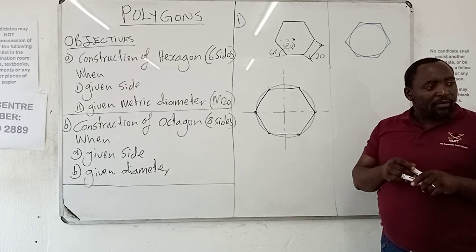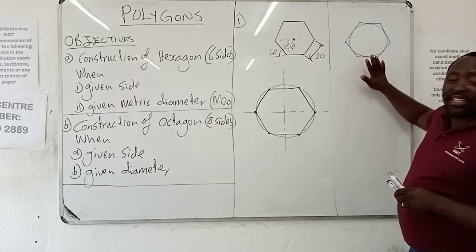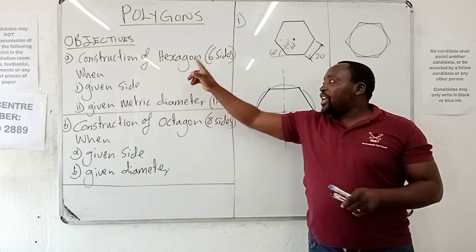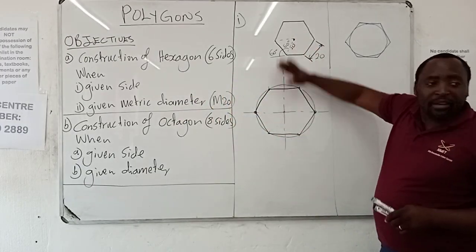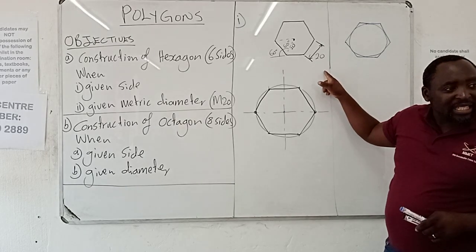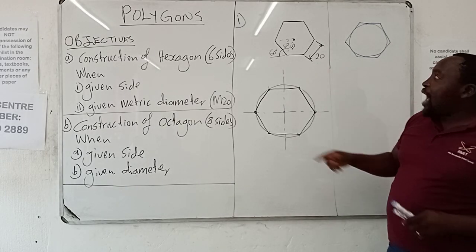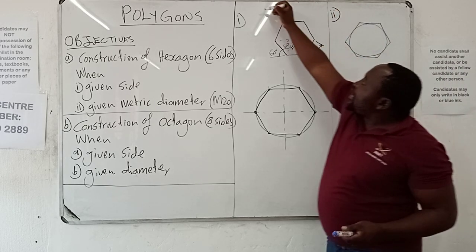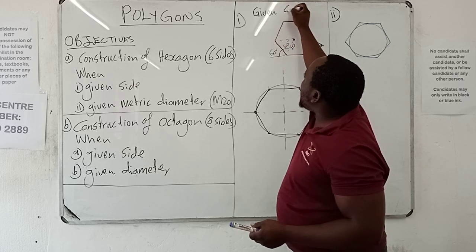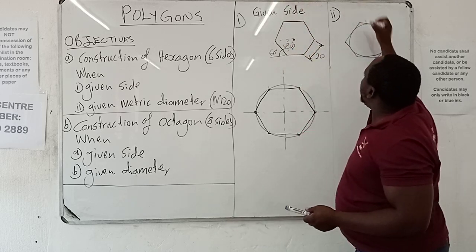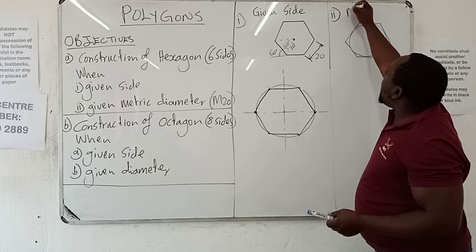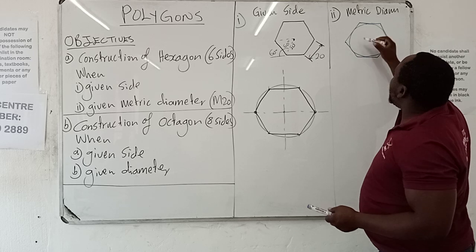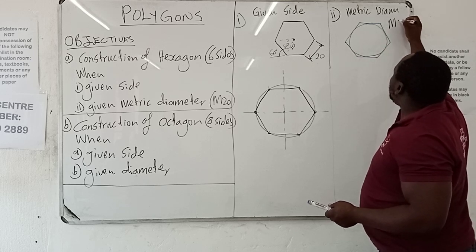So are you still using the same method drawing the hexagon? No, here I haven't yet explained. It's the same hexagon, but I'm dealing with point number 2. I've dealt with point number 1 using this method when they have given you a side. Now here we are dealing with point number 2, where it is given the metric diameter. So let's say this one is M20.